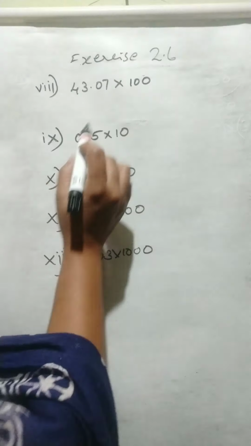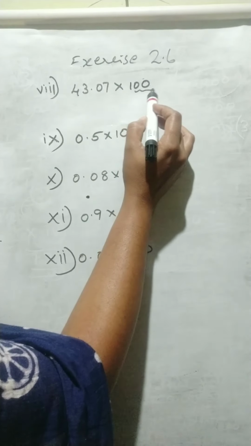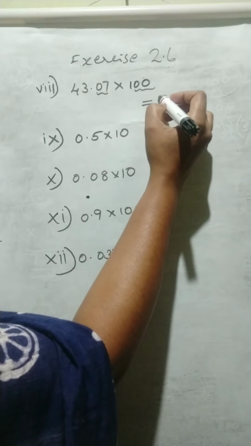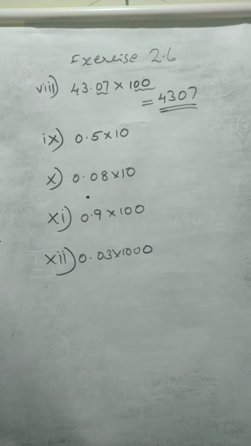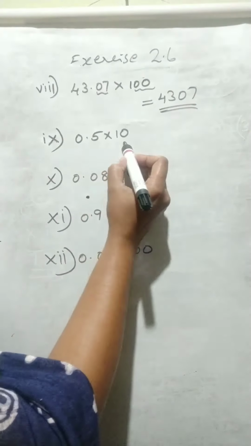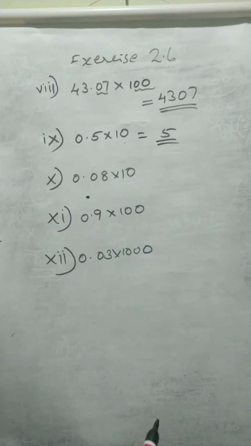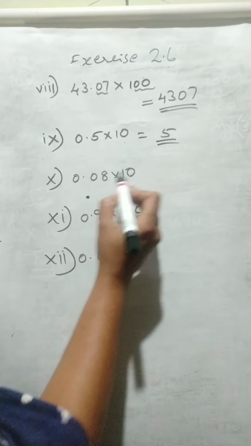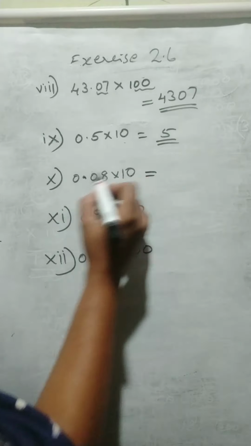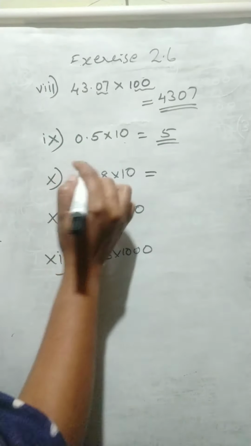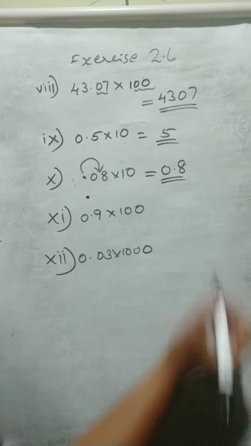Here for 43.07 multiplied by 100. 2 zeros, 2 digits. So 4307 itself. 4307. Then here 1 zero, then 1 digit. So 5 is the answer. 5.0, then 5. Here 1 zero, 2 digits are there. So what is going to happen? Here 0, no use at all. Then we can take this point and keep here. So 0.8 is the answer.